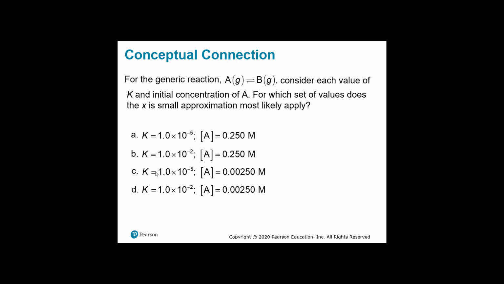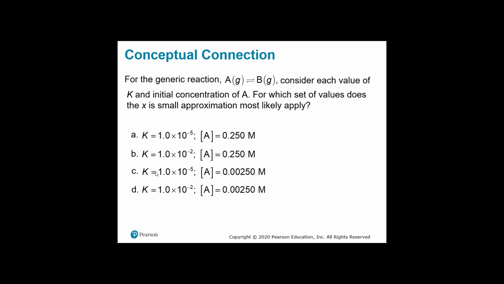So here's a generic reaction. Consider each value of K and the initial concentration of A. For which set of values does the small X approximation most apply? Basically, given this criteria here, can you pick out one where we could follow the small approximation and discard that value X? And the answer is yes.